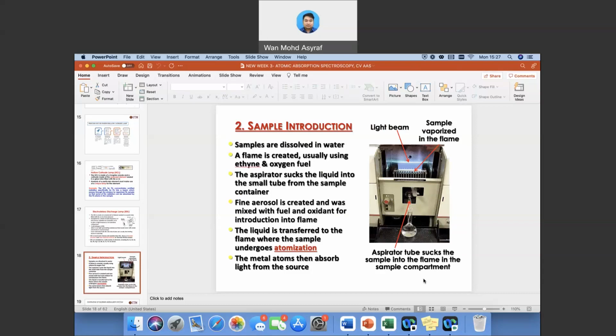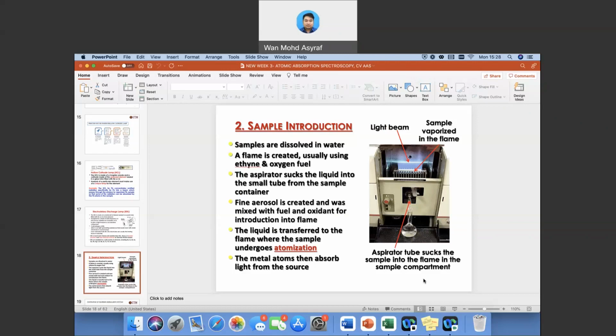The second part is the sample introduction. How are you going to introduce your sample? Where do you put your sample? In UV-vis, you put your sample inside the cuvette, and you do your analysis whether it's by single beam or double beam, doesn't matter, but the sample goes inside the cuvette. But for atomic absorption spectroscopy, how are you going to do it?